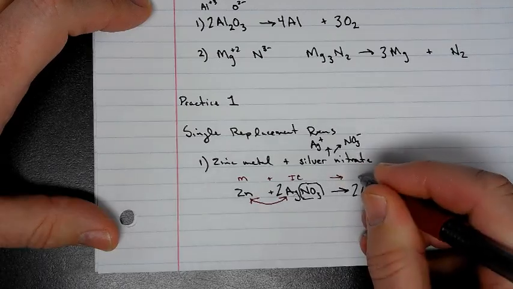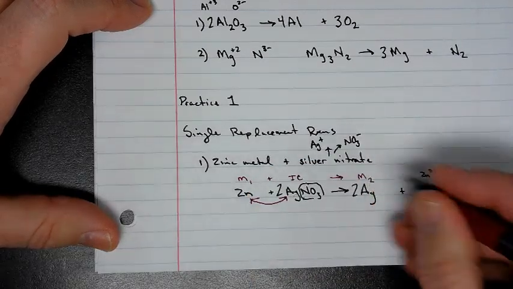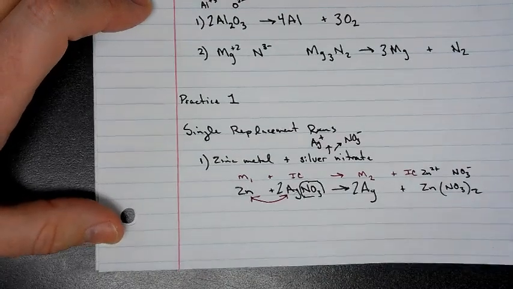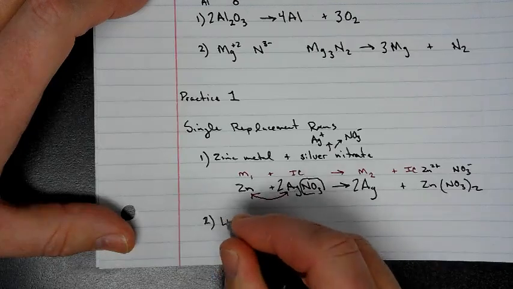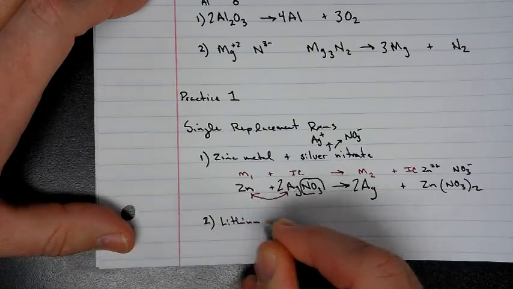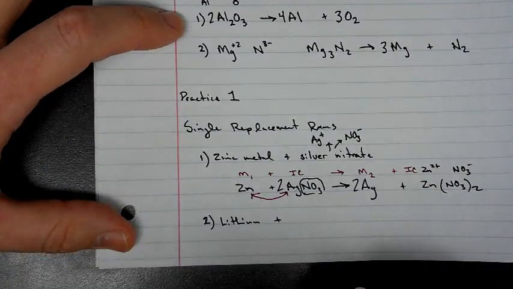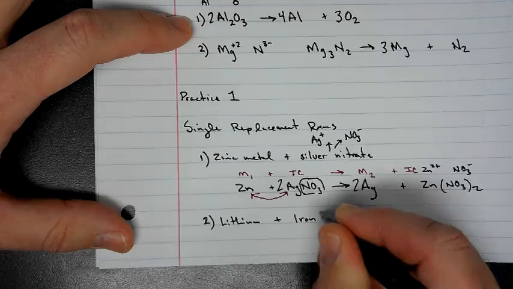I'll call this metal 1. Now it's metal 2 plus an ionic compound. So that's the general pattern for single replacement reactions. Let's try another one. Let's put lithium in a solution of, let's go, iron 2 chloride. So iron 2 chloride.